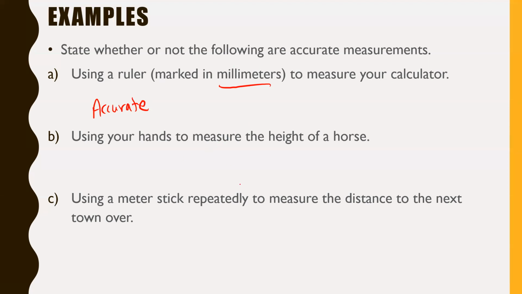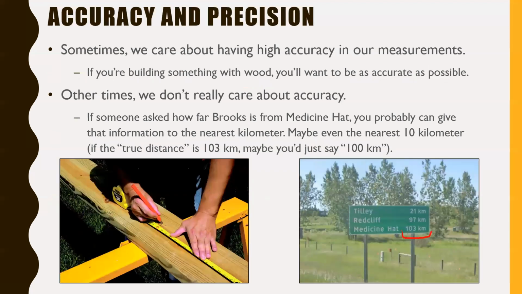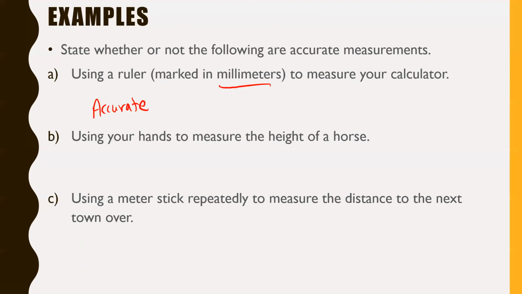Next one, using your hands to measure the height of a horse. You know, I think they even still do it that way. I'm obviously not a person who knows much about horses, but I know hands are a unit of measure for measuring the height of a horse. That unfortunately is not very accurate. But here's where we get into the same idea as this Medicine Hat situation. Let's be honest, oftentimes you don't really need it to be super accurate. If you have just a ballpark idea, that's fine. So I'm going to say not very accurate.